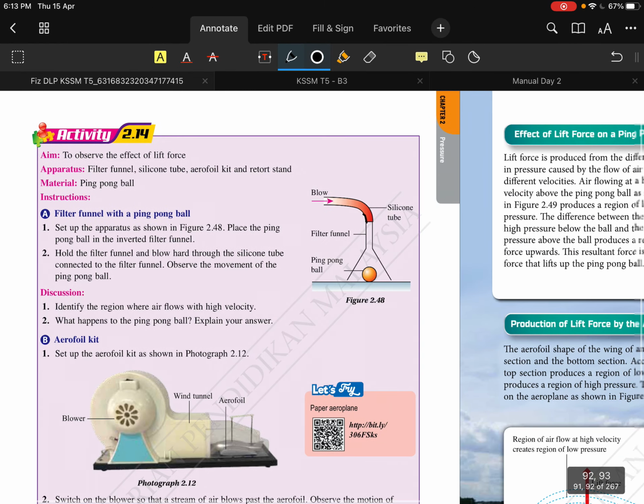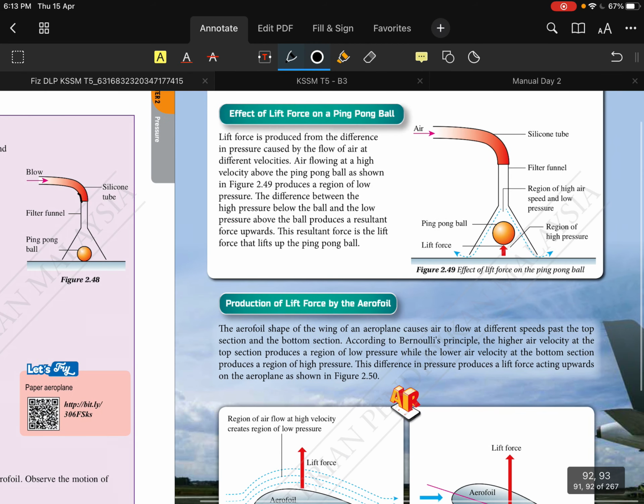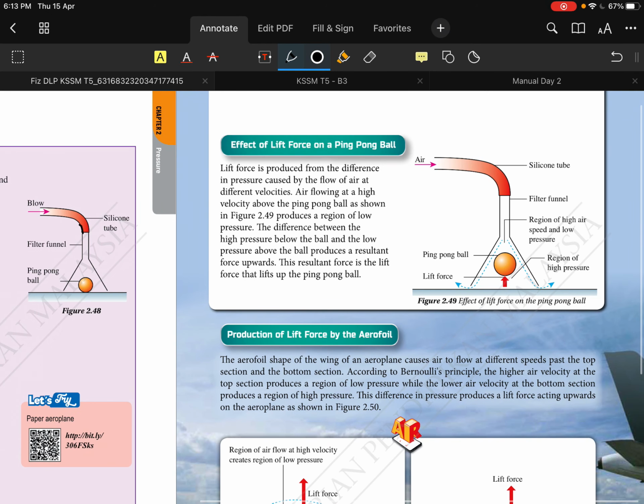Okay. Now, how do you apply it in normal stuff? First of all, ping pong ball. When you blow air through this tube gun, the velocity here will be high, right? That means here is low pressure, here is high pressure. So therefore, the ping pong ball will get lifted up. Okay, so you have to consider that there is a hole here.